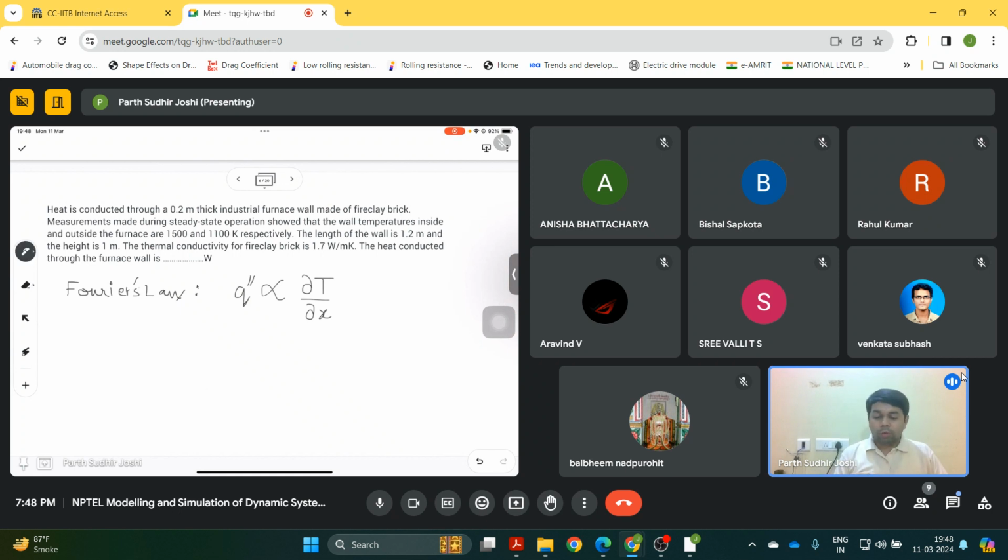So then the constant of proportionality is known as the thermal conductivity. Here K is basically the thermal conductivity.